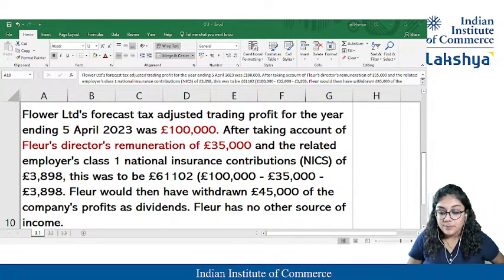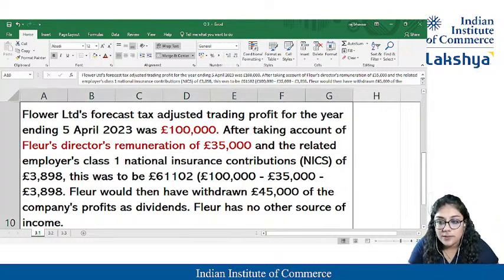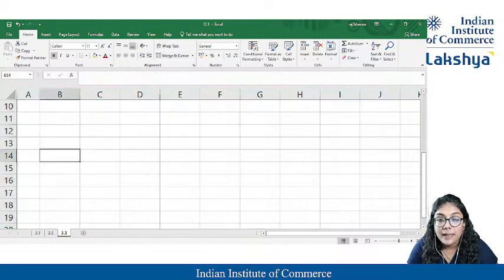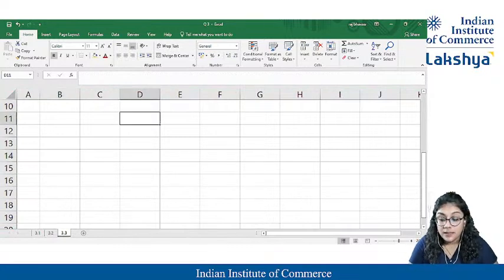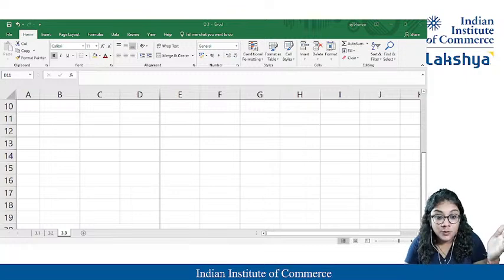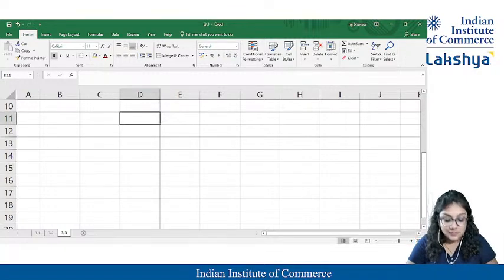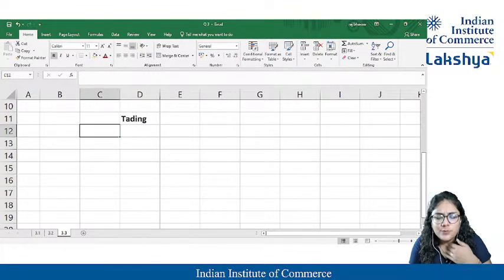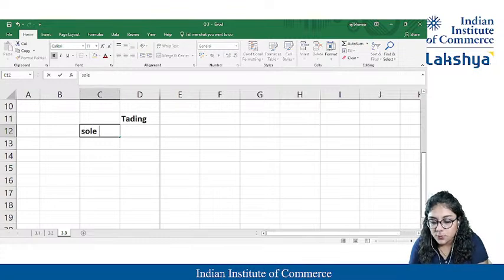Guys, wait. What I'll do now, I'll just formulate all these things. Why? Because maybe today you may be understanding the concept, but if you want to revise it on and on, whatever things you have written, it becomes easy. So initially, it's a trading company, where suppose I am the sole trader.